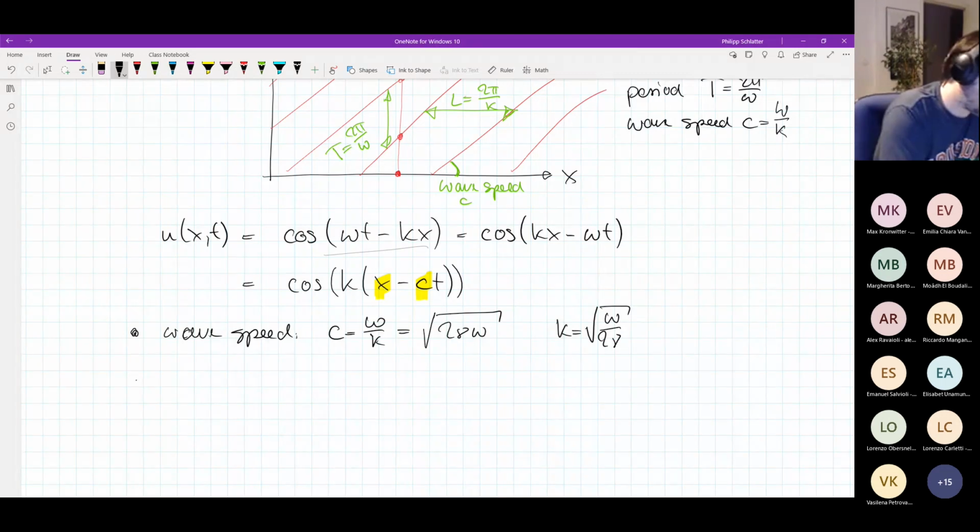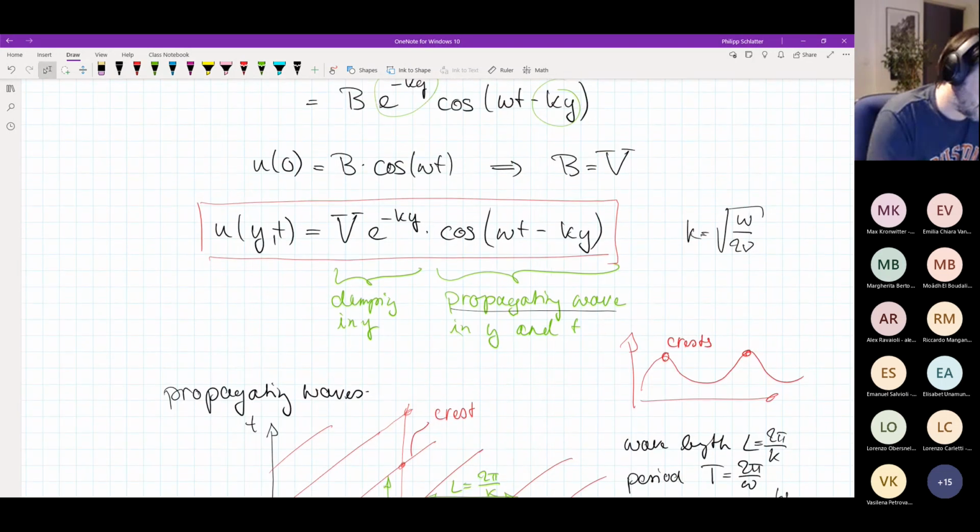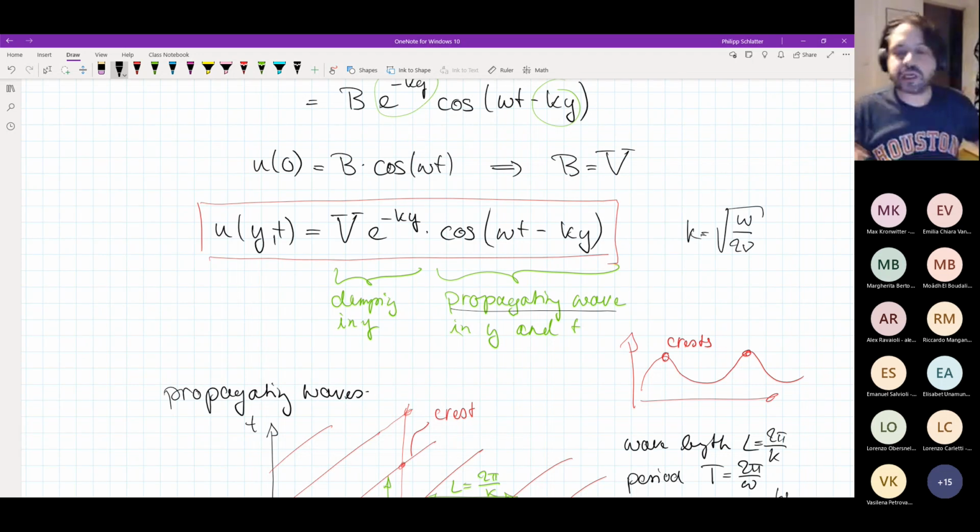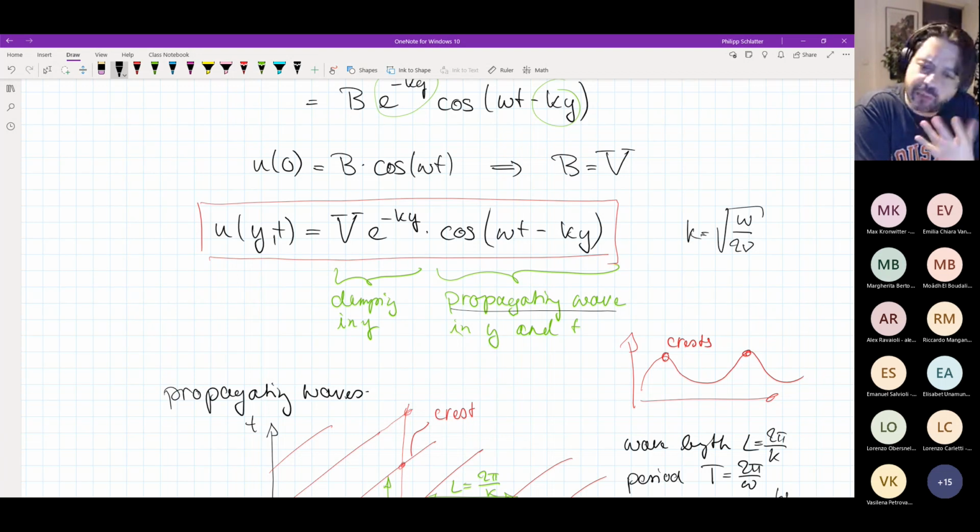Now, what we still need to understand is, what does this solution really mean in our case of an oscillating wall, Stokes' second problem? Of course we have this damping in y, so it's kind of obvious that our function becomes lower the further away you are. But still the question is, what is actually propagating? What does this propagation really mean?